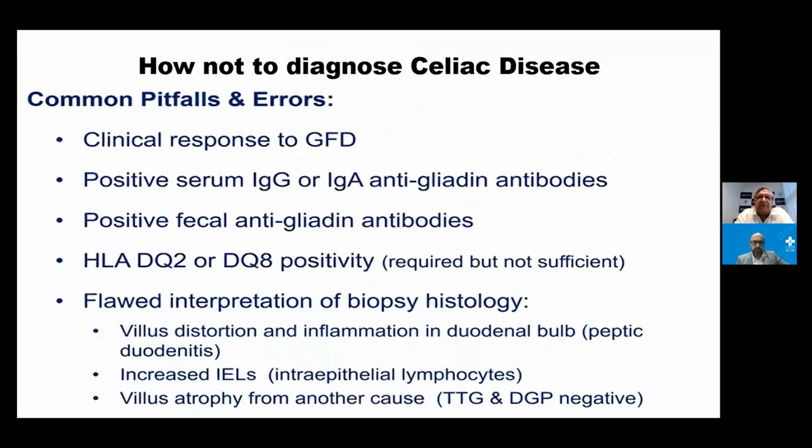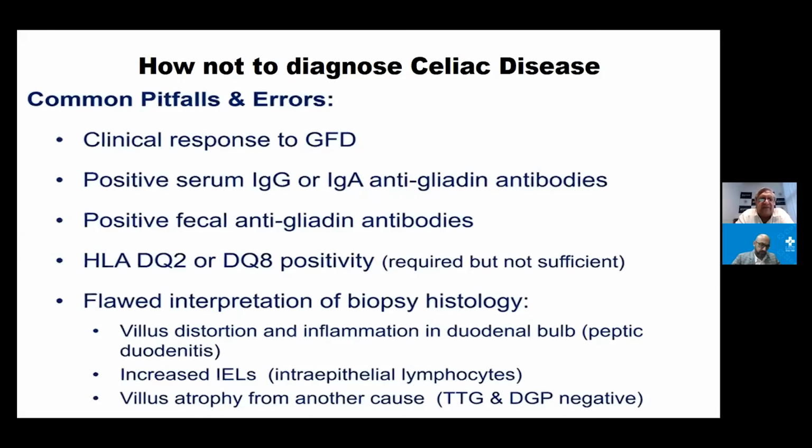So before we go to the algorithm, a word about how not to diagnose celiac disease, common pitfalls and errors: clinical response to gluten and a gluten-free diet. A person should not avoid gluten before firmly establishing the diagnosis. And a person must be on a gluten-containing diet when the investigations are carried out. This condition is completely reversible, but on today, off tomorrow, for gluten would not be the right thing to do. So positive serum IgG or IgA anti-gliadin antibodies are not indicated.